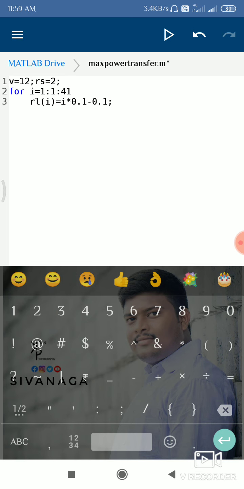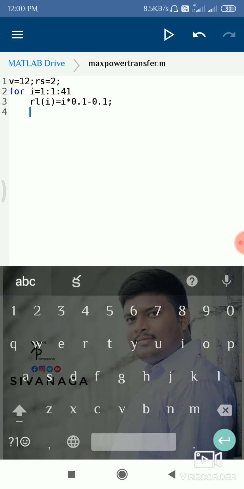Initially I said RL varies from 0 to 4 ohms. So why am I taking 41? Because if you take RL of I with I equal to 41, then 41 into 0.1 is 4.1, minus 0.1 is 4. So RL varies up to 4 ohms. And I need to calculate the power.